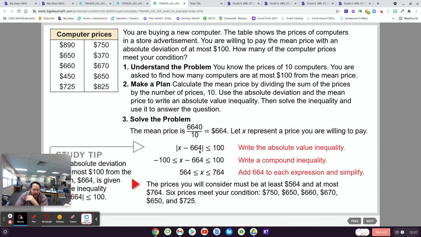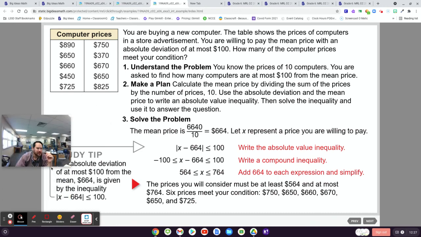And then you will have two different inequalities that you can solve. So one was where x minus 664 is greater than or equal to negative 100. That's this part. Or one where it's just x minus 664 is less than or equal to 100. That's this part. That's your two different inequalities. And when you solve, you get between 564 and 764. Okay, so 6 of these prices meet those conditions.